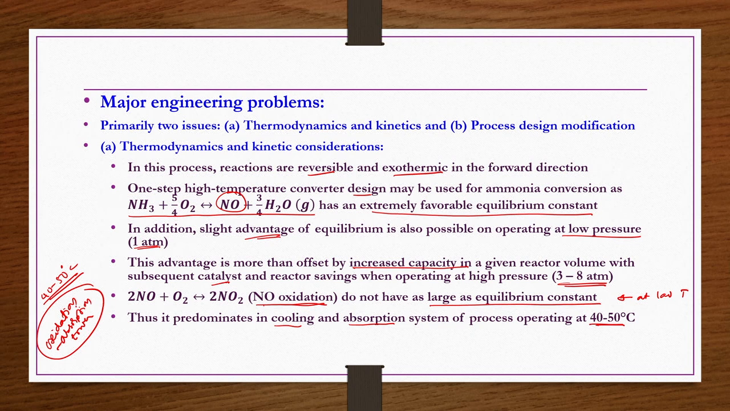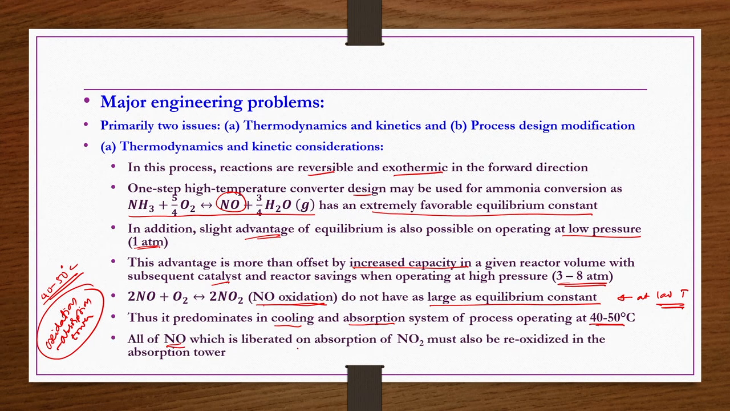In that process, having multi-stage reaction, etc., is not going to be useful because NO oxidation is not taking place much in that section. NO oxidation is favorable at low temperature. So, do the oxidation of ammonia at high temperature to get NO in the catalytic converter, and then after quenching you take the gases to the oxidation absorption tower, which is operating at a low temperature of 40 to 50 degrees centigrade, so that the majority of NO is converted to NO2, and then the majority of NO2 is absorbed in water to get HNO3.